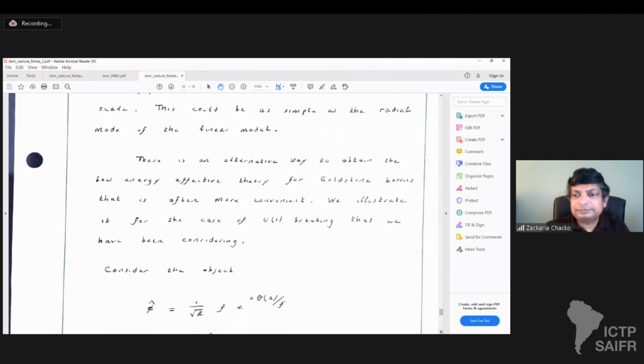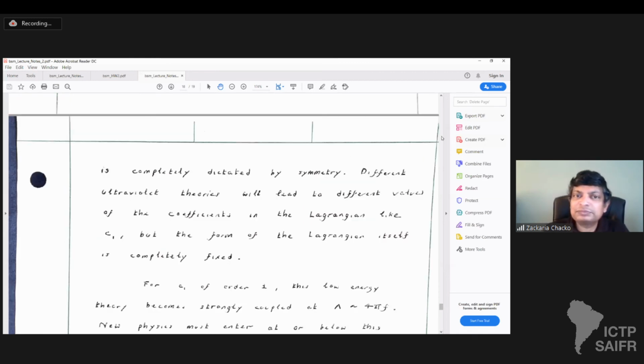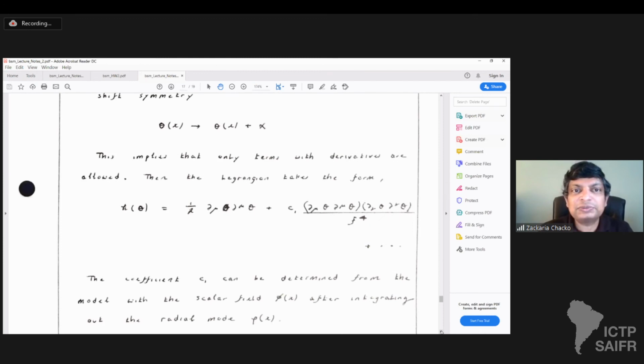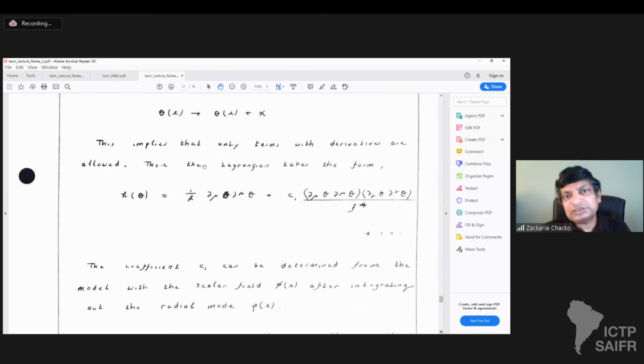All right. There is an alternative way to obtain the low energy effective theory for the Goldstone bosons that's often more convenient. One way would be to start from shift symmetry and write down everything consistent with the shift symmetry. That would work, and you could certainly do it that way. For example, if you open the amazing textbook by Weinberg, that is what he does.